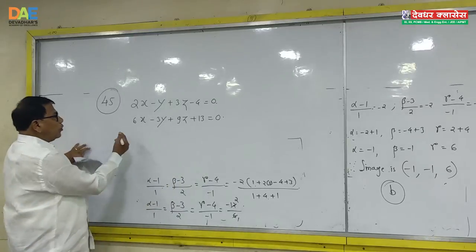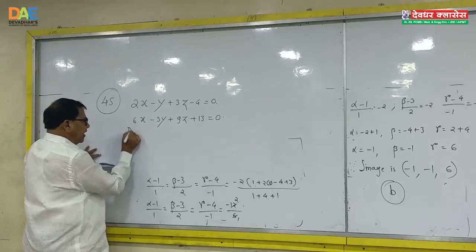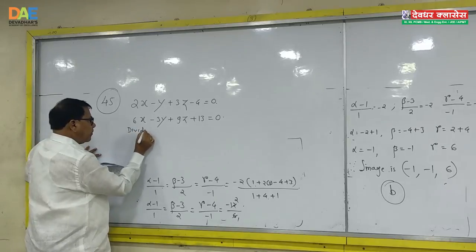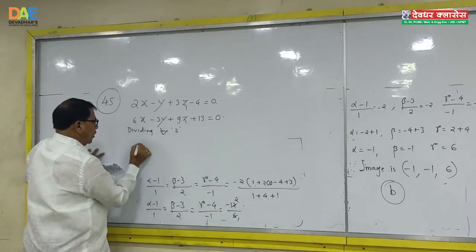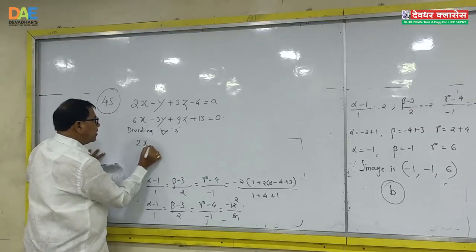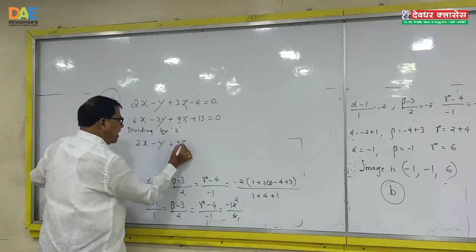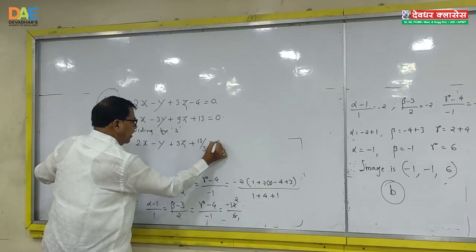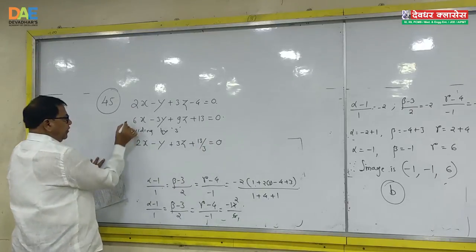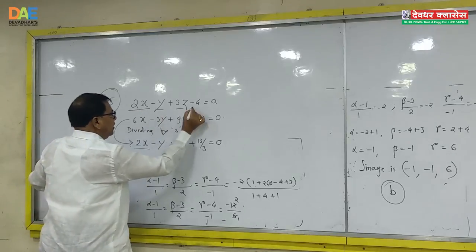Listen here. So what to do? Divide the second equation by 3, both sides. 2x minus y plus 3z plus 13 upon 3 is equal to 0, right? So this equation becomes, now observe there, a, b, c, they are the same.